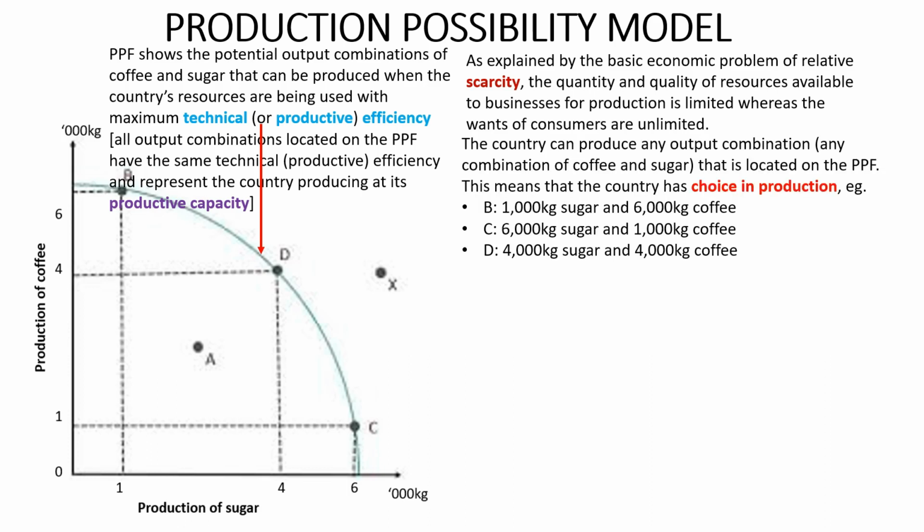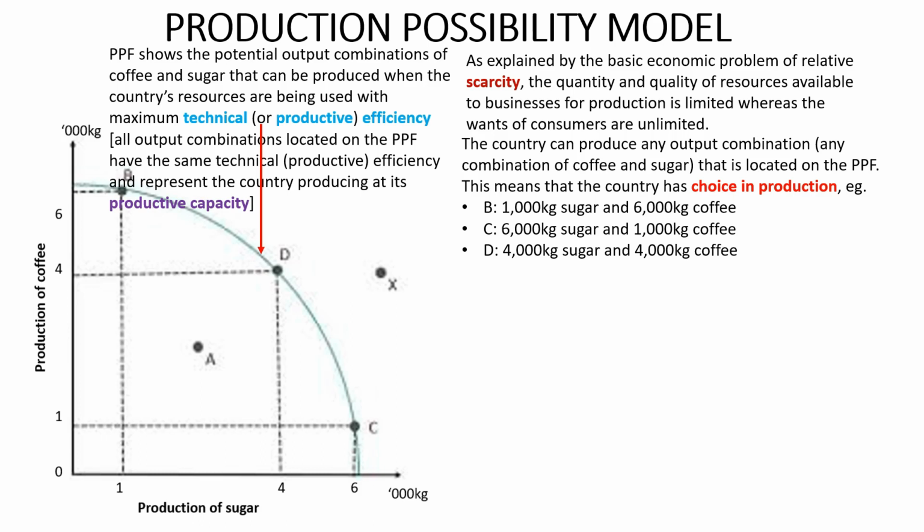However, within this constraint, the country has choice in production. It could choose to produce at point B, that is, it could choose to produce 1,000 kilograms of sugar and 6,000 kilograms of coffee. It could choose to produce at point C, that is, it could choose to produce 6,000 kilograms of sugar and 1,000 kilograms of coffee.